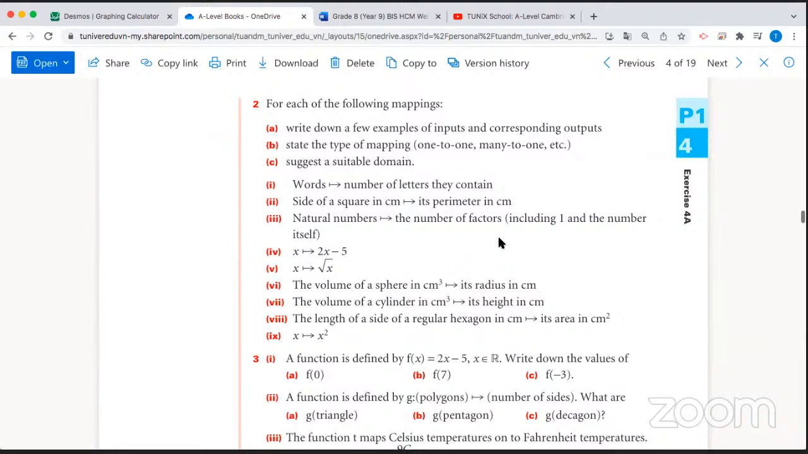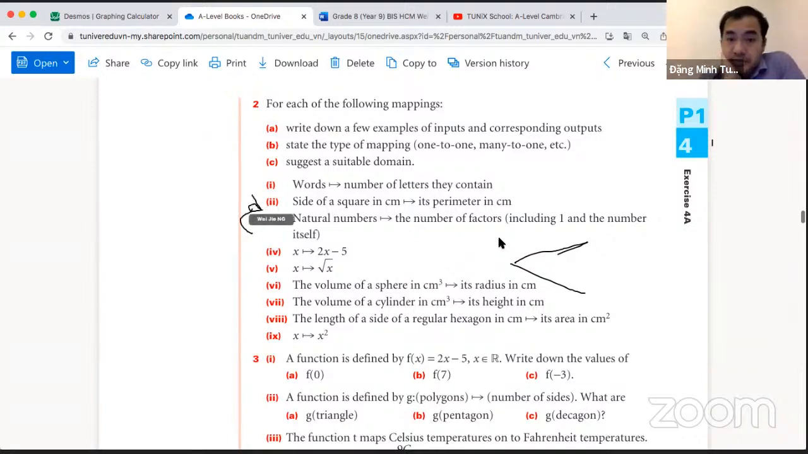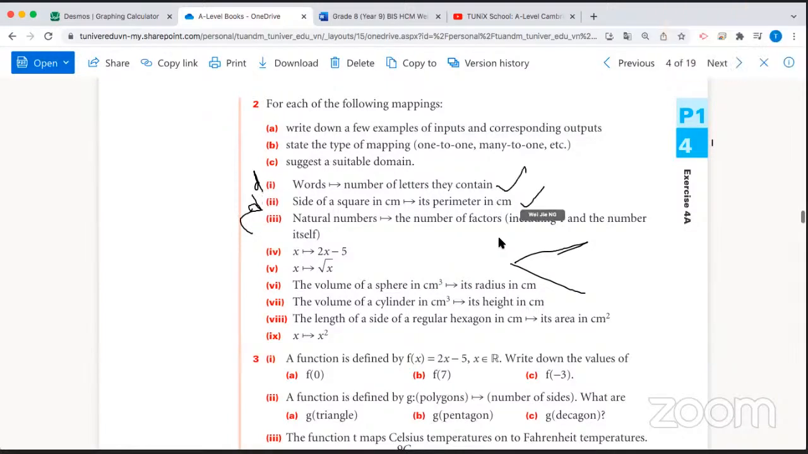No, many to one, perimeter. It takes four sides to make a perimeter, so that's many to one, that's a function, and yeah, domain. Natural numbers to factors, so it's one to many. It has no function, and it has a range. Number 4, one to one, so it is a function, yes.